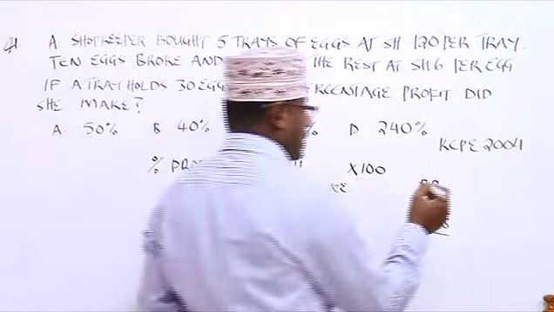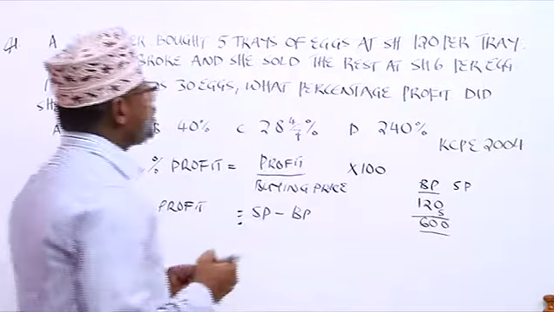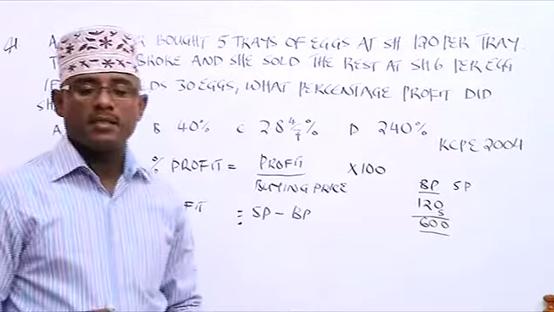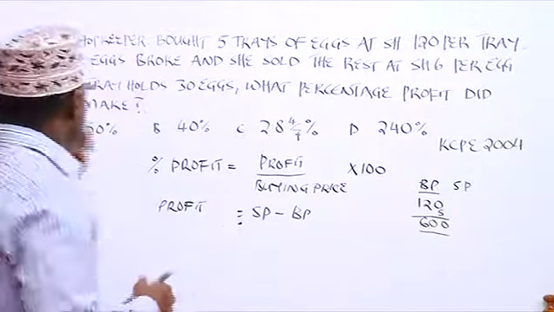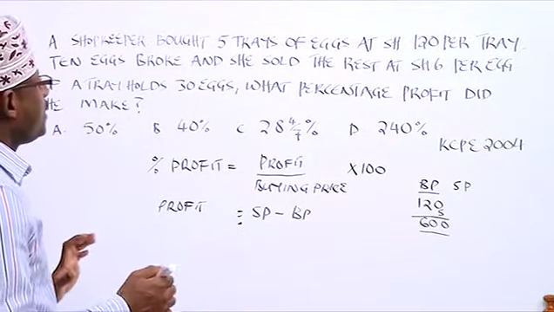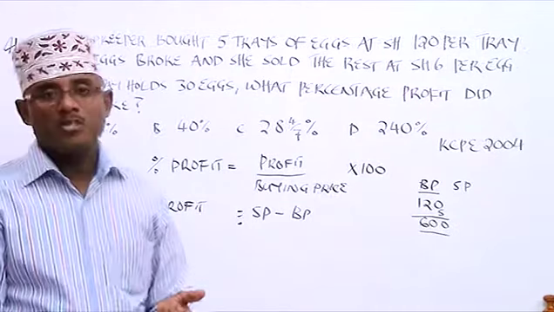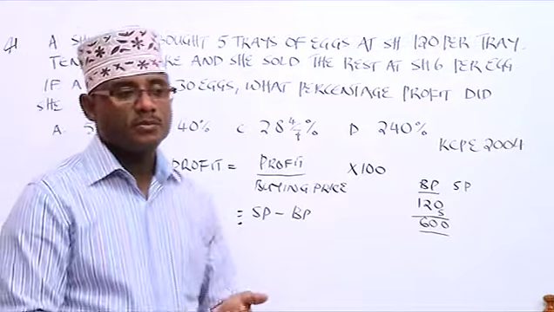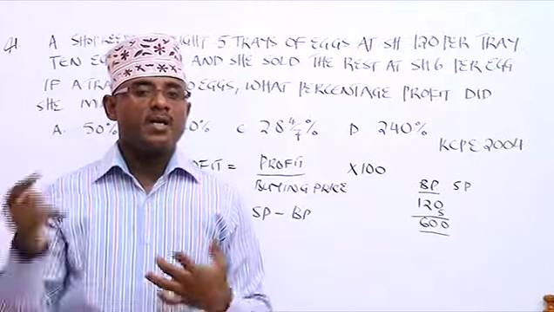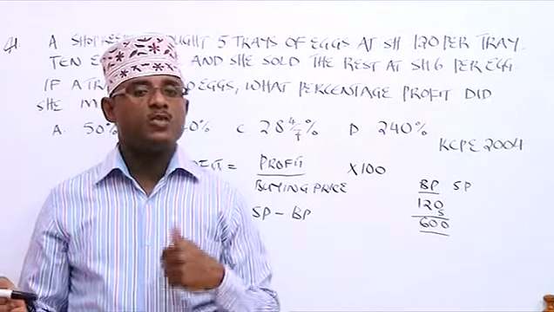What about the selling price now? We are told that she sold the eggs at 6 shillings per egg, and one tray holds 30 eggs. So how many trays first of all remained? 5 trays remained, but in one tray, 10 eggs were broken. So in that one tray, how many remained? That's 30 minus 10, which got broken, that will give you 20.